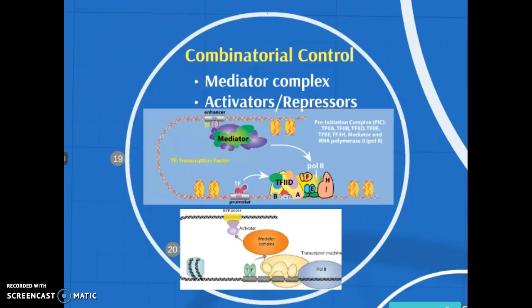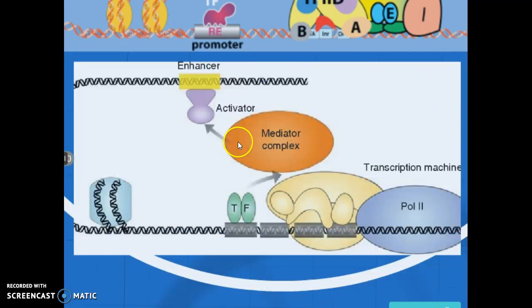Combinatorial control can differentiate cell types. With each round of division, there is an inheritance of regulation patterns within the genes that are passed along. You can see the mediator here allowing itself to interact with the transcription factors on this enhancer. These will each take a vote whether RNA polymerase should be turned on.